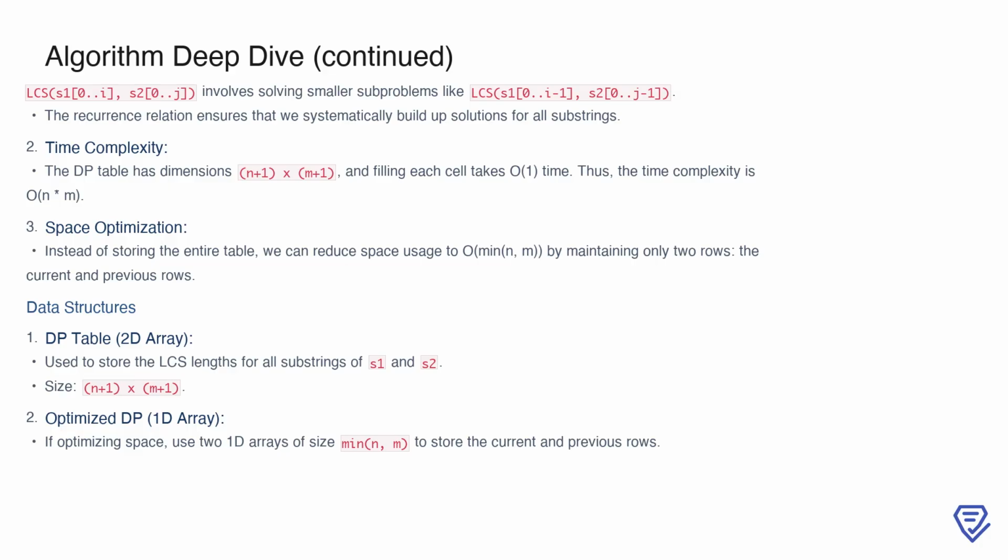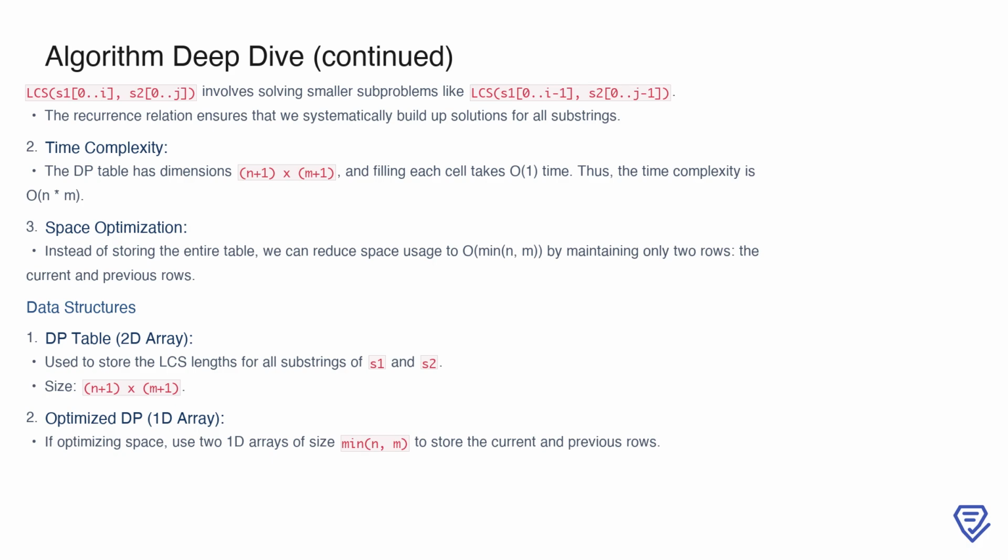This overlapping nature makes dynamic programming an optimal choice for solving the problem. The recurrence relation ensures that solutions are built systematically for all substrings. The time complexity of this approach is O(n * m), because the DP table has dimensions (n + 1) x (m + 1), and each cell computation is constant time.